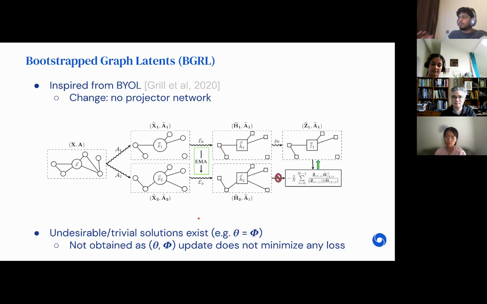You'll also notice that some trivial solutions do exist for this training objective, like theta being directly equal to phi, because in that case they would have the same representations and things would clearly not make sense. But in practice, we see that these are not obtained because the joint update to theta and phi isn't updating any given loss. Theta is trying to maximize this cosine similarity, but phi is just an average of the old parameters of theta. Because of this, in practice we see that things don't collapse and the representations learned are good. But a complete theoretical understanding of this is still very much under the works, and it's an open problem to understand exactly what's happening in these training dynamics.